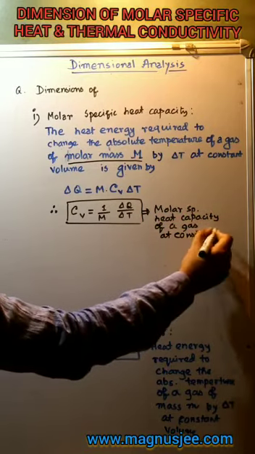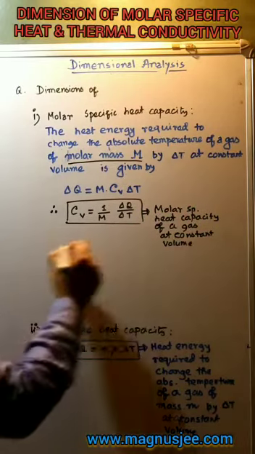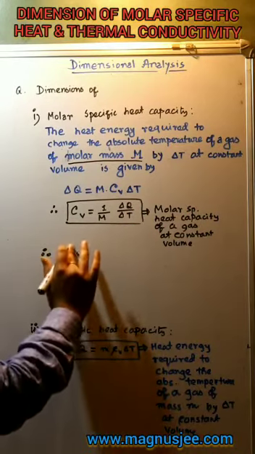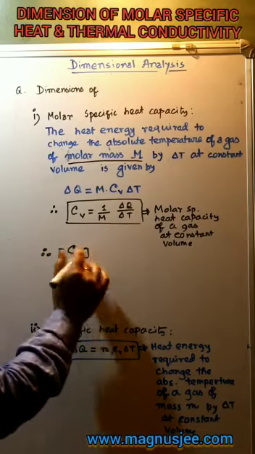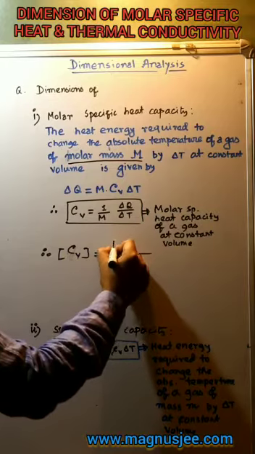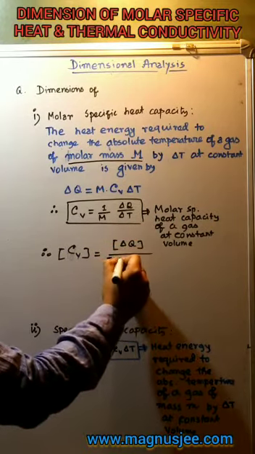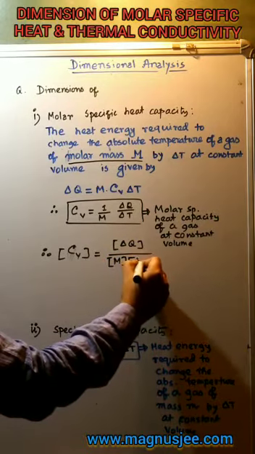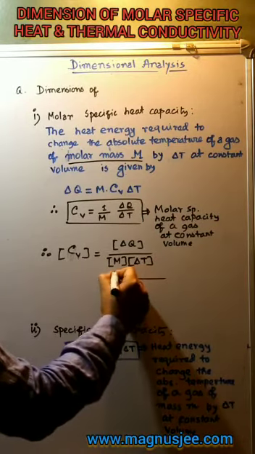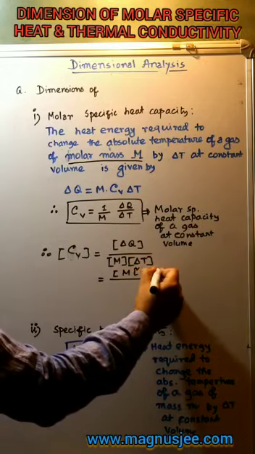Similarly, we have the same expression at constant pressure. Therefore, what will be the dimension of molar specific heat capacity at constant volume? It is denoted by capital CV, not small cv. So it is equal to the dimension of heat energy divided by molar mass into delta T. The dimension of heat energy is M L square T to the power minus 2.